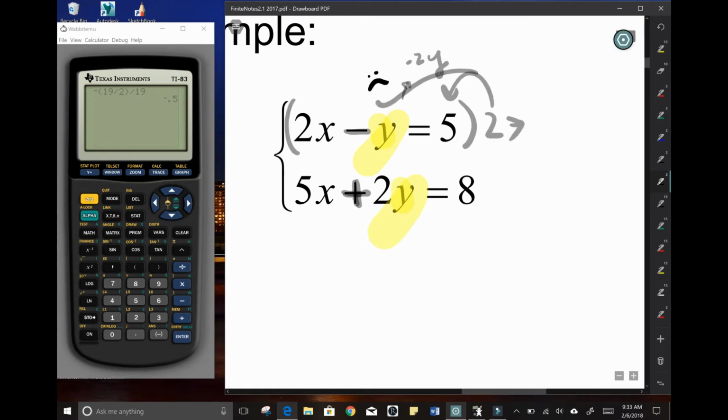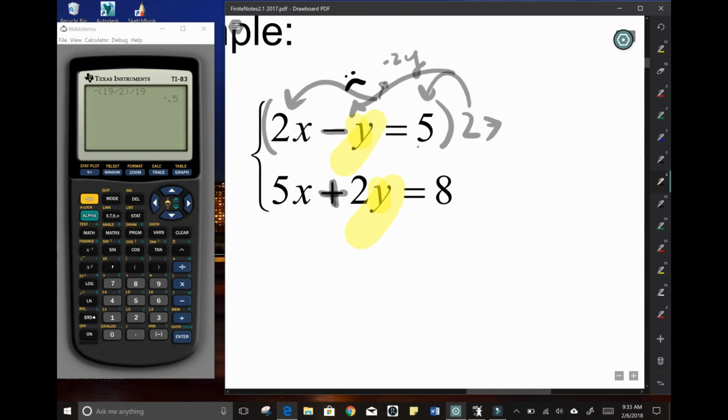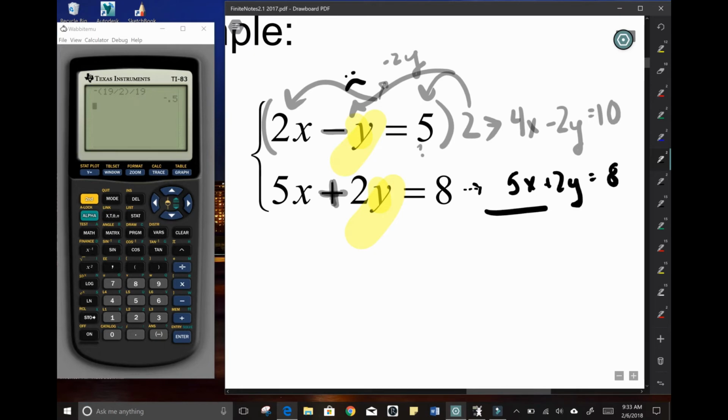Now, when you do that, don't forget to multiply absolutely everything. A lot of students forget about the 5. That gives us 4x minus 2y equals 10. I'll just rewrite this down below: 5x plus 2y equals 8.